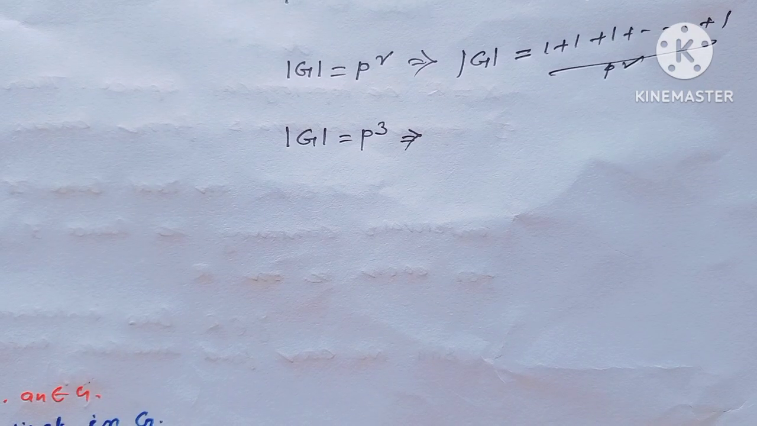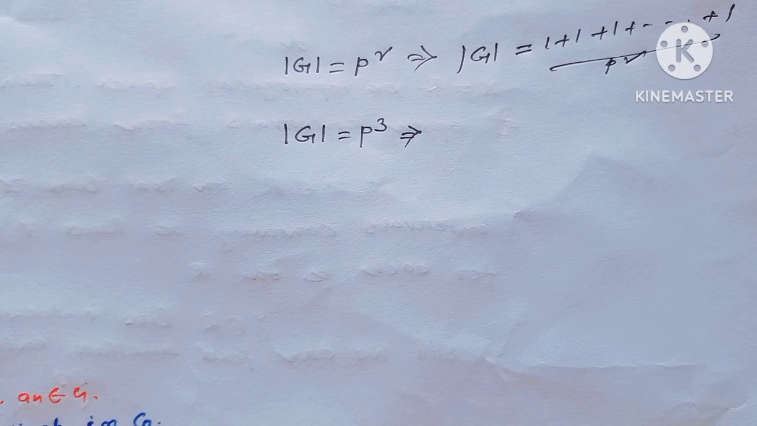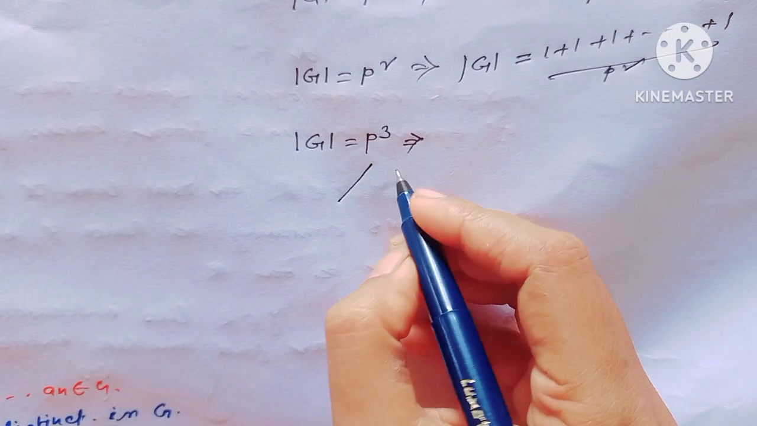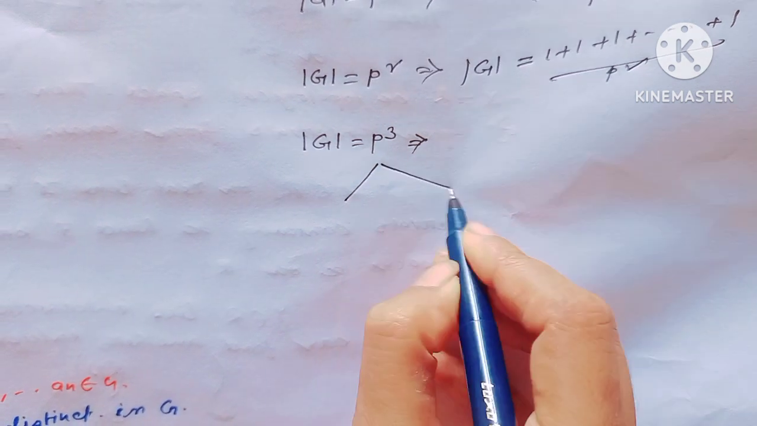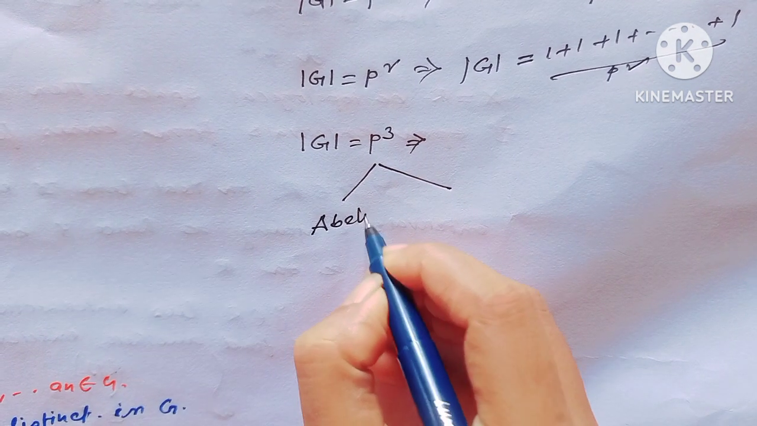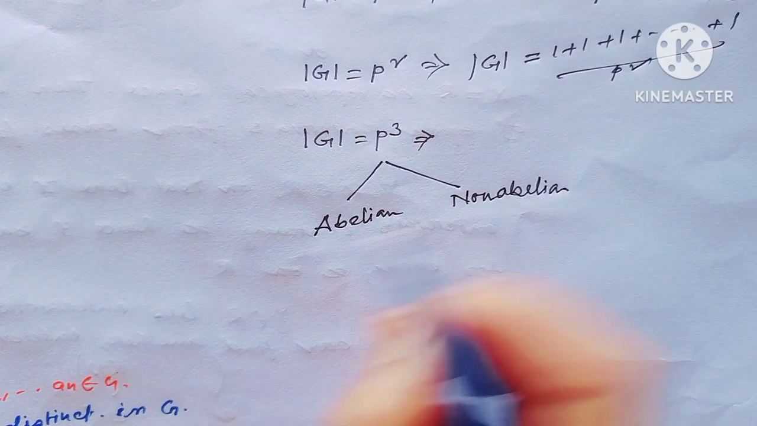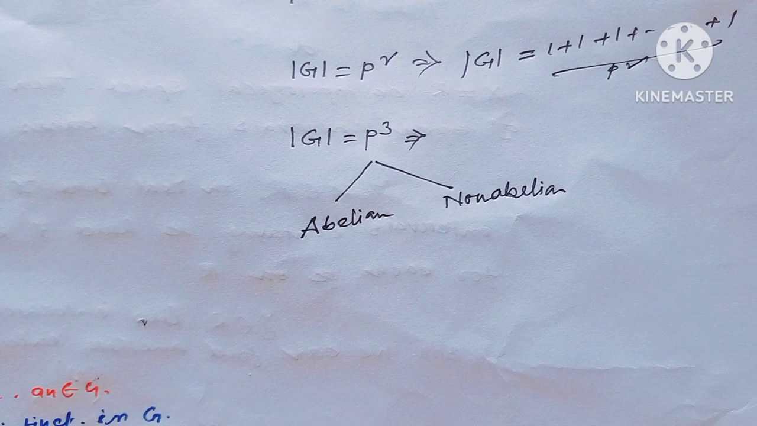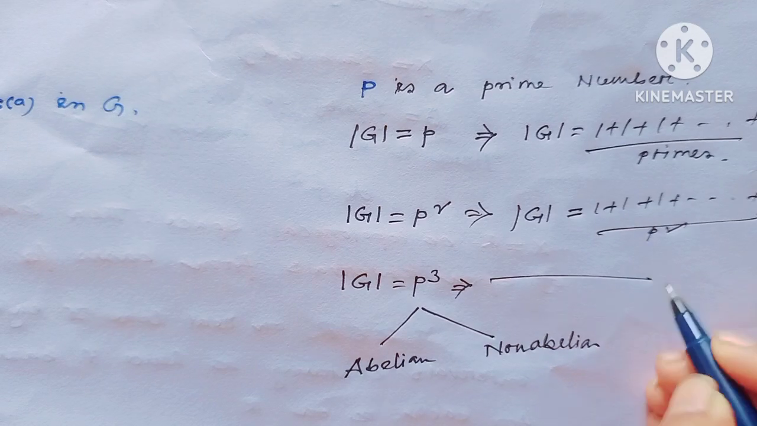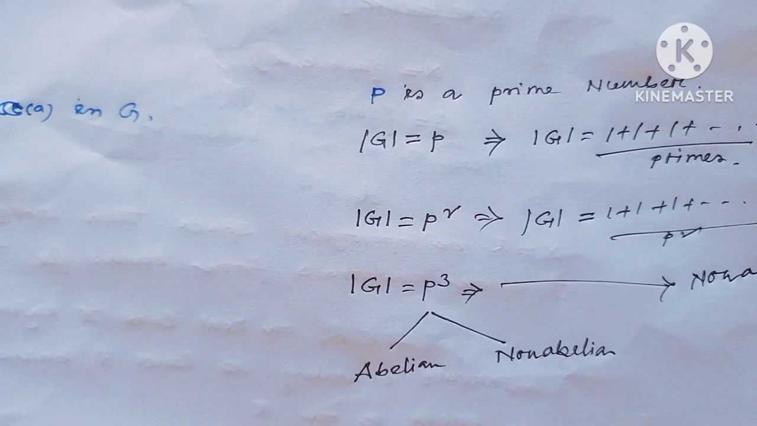If the order of G equals P cubed, where P is a prime number, then the group is either abelian or non-abelian. When abelian, then obviously the class equation would be 1 plus 1 plus 1, P cubed times. But when the group of order P cubed is non-abelian, then this is very interesting.